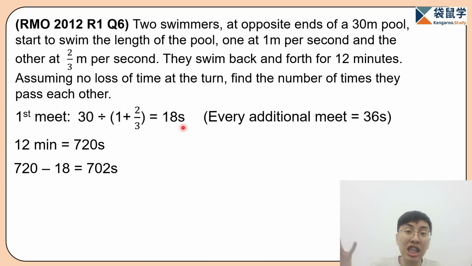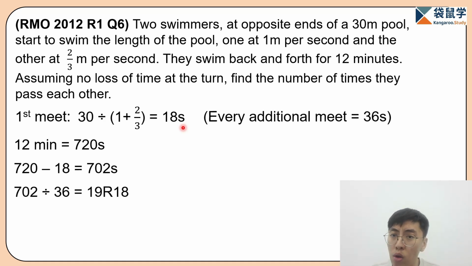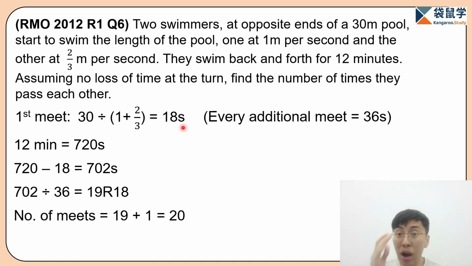And among these 702 seconds, how many additional meets are there? Let's just divide by 36 and we should be able to see how many more times they meet each other. That gives us 19 with a remainder of 18. That means they have met an additional 19 times for a total of 20 times. And we are very happy with our solution. The question is solved.